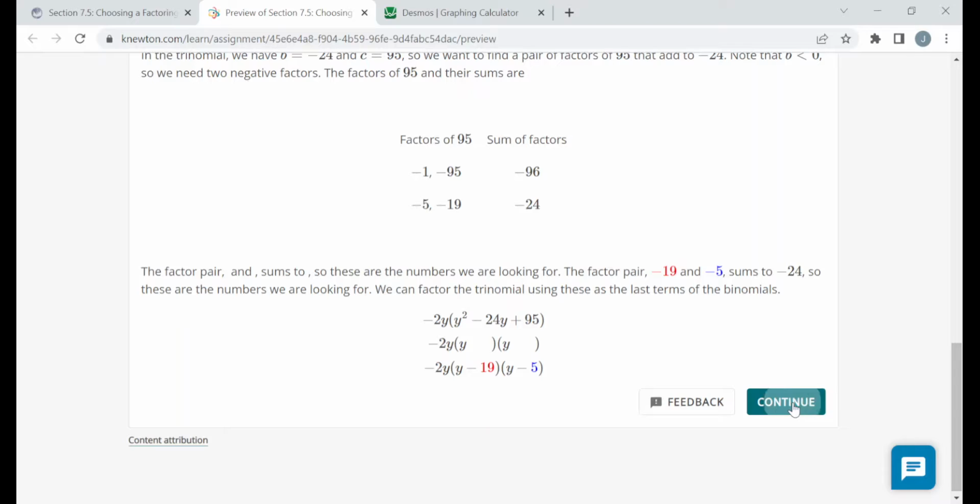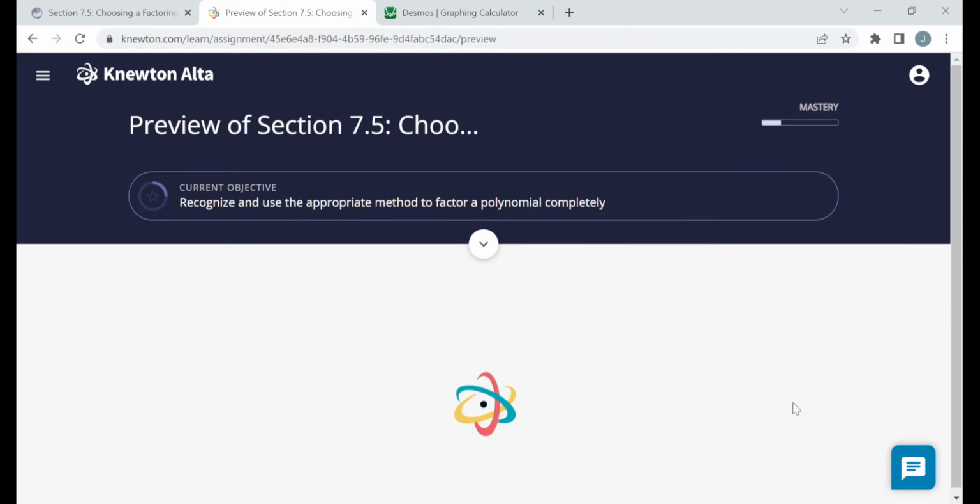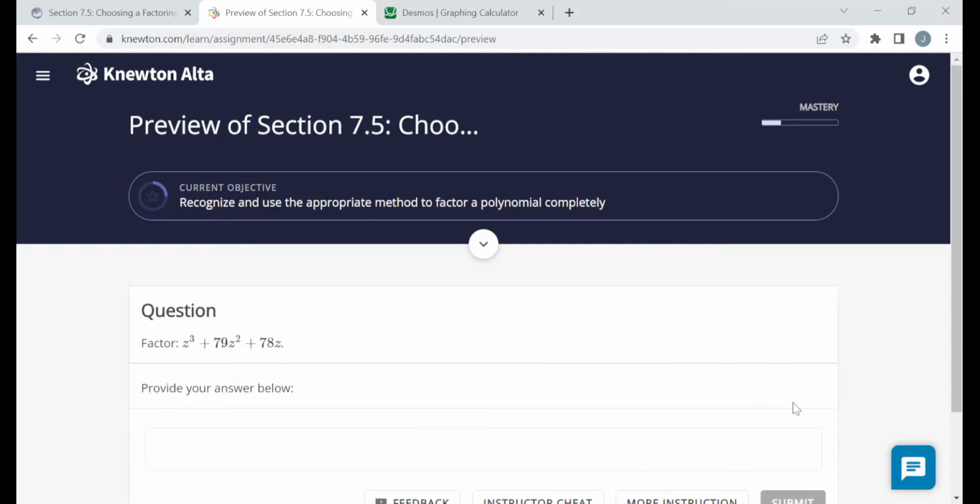Alright, so next, same objective. We're just given a polynomial and asked to factor it completely. And once again, it's a polynomial with 3 terms. Now remember, you can be given a polynomial with 2 terms, 3 terms, or 4 terms. I don't think they're going to be giving you polynomials with more than 4 terms, based on what I've seen in sections 7.1 through 7.5.